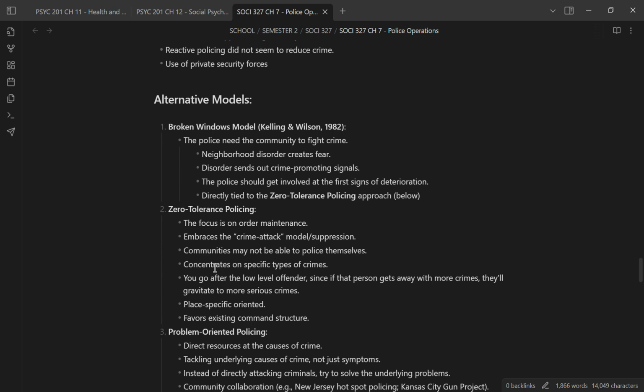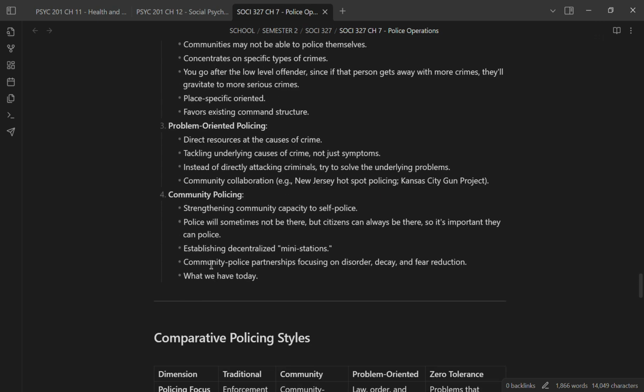Through this, we're looking at the fact that communities might not be able to police themselves. We're concentrating on specific types of crime, more violent crime mostly. But also, we're looking at the weaker kind of crime, right? The idea is that if you go after the lower level offender, it prevents more serious crime, right? Because if that person got away, they'll gravitate to something more serious. Yeah, it's kind of centralized to certain areas, and it favors the current command structure that we currently function with. We're going to recap all of these later.